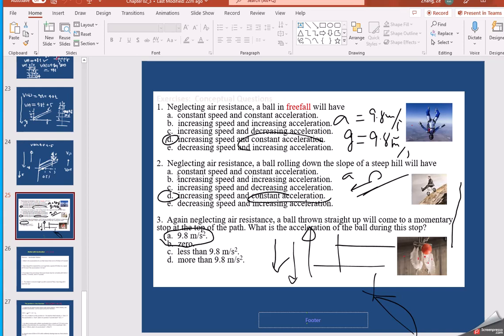All right, once again, neglecting resistance, a ball is rolling down a steep slope, and that way it only gets a portion of the gravity. Of course, gravity is at work, so it is increasing speed with constant acceleration. But it's smaller than g.